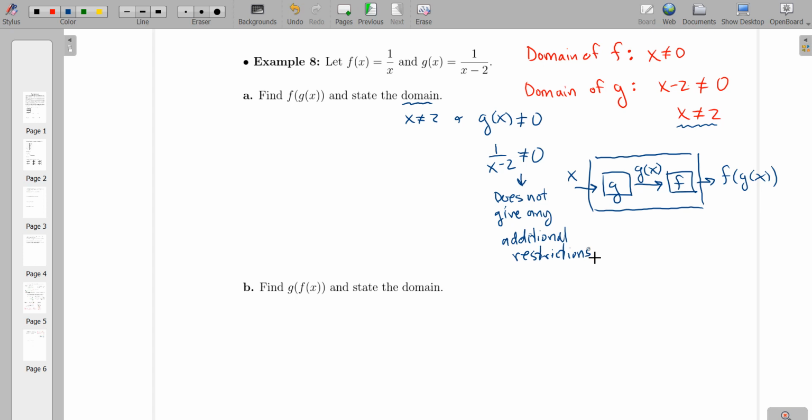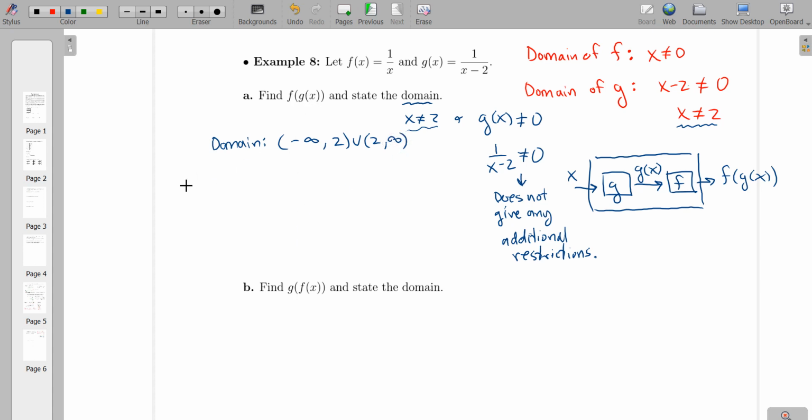But the key here is we checked both, right? So we checked the domain of the inside function of g, x does not equal 2, and then we checked to make sure that any g of x values we get won't cause problems if we send them into f, and we didn't find any problems there. So our domain would be everything except 2. So negative infinity to 2 and 2 to infinity.